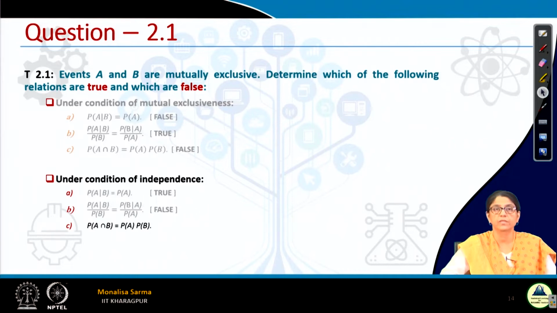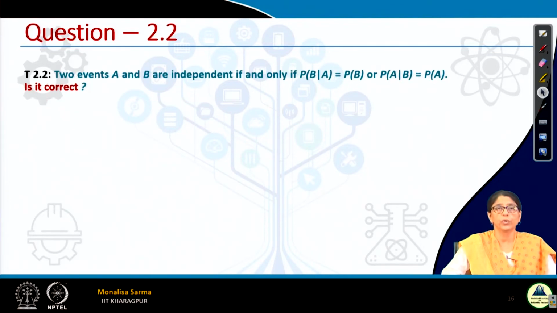Okay. Next is probability of A intersection B. Is it also probability of A into probability of B? That is true in case of independent events, right? Second question: two events A and B are independent if and only if probability of B given A is P(B) and probability of A given B is probability of A. Is it correct? Obviously that is correct, right? So it's a very simple question.